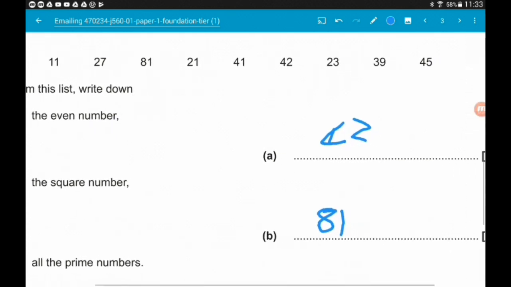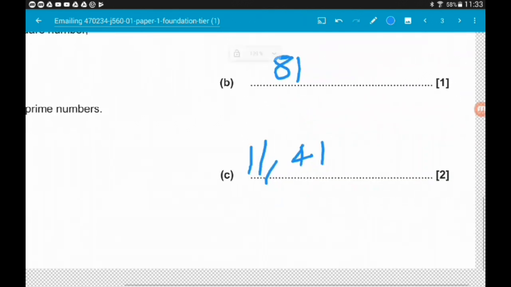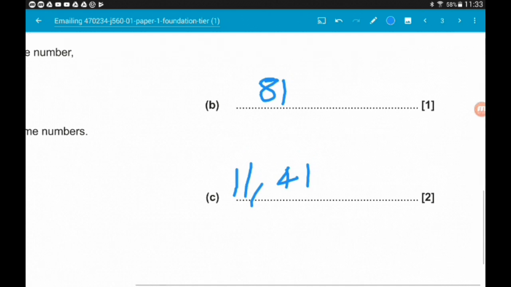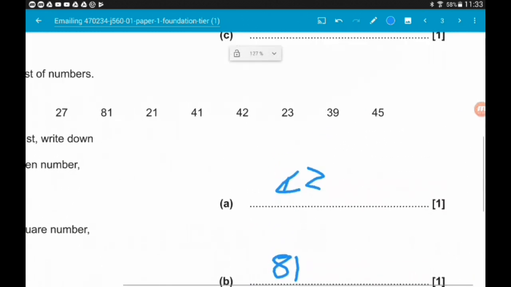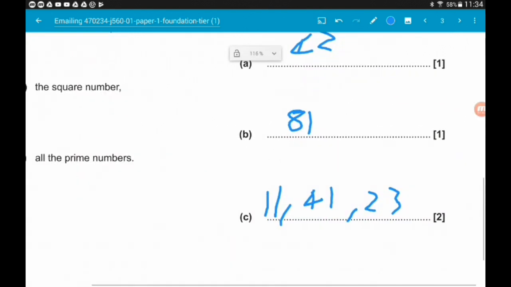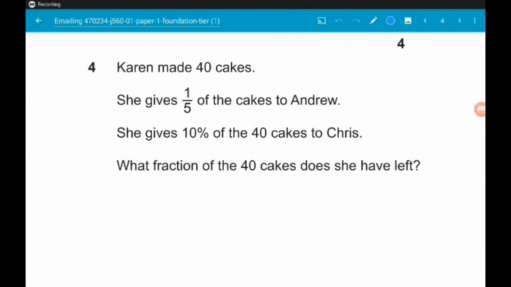Then 42 is even, so that's not prime. 23 is prime, and that's our last one. 39 has factors 3 and 13. 45 has 5 and 9. All done. Good times.